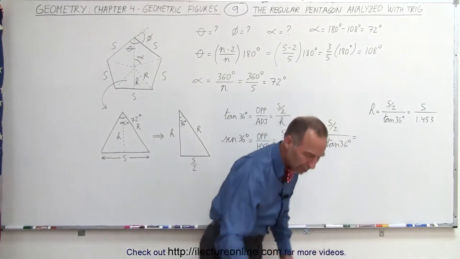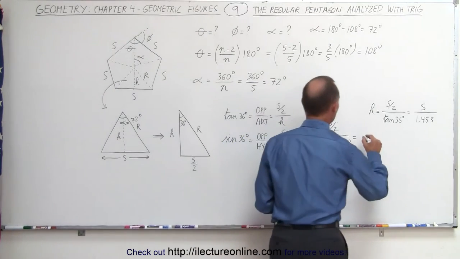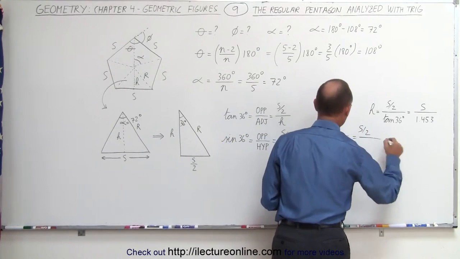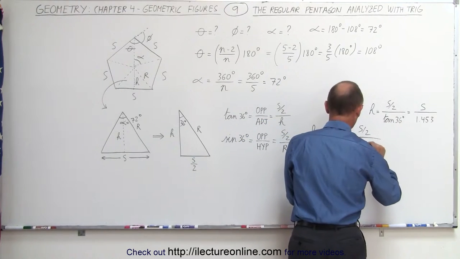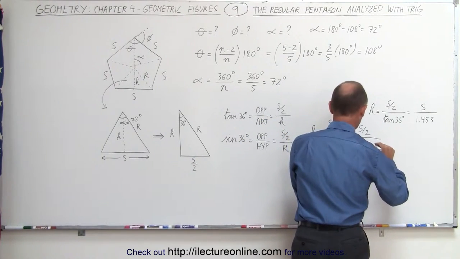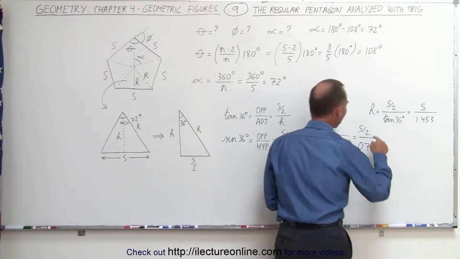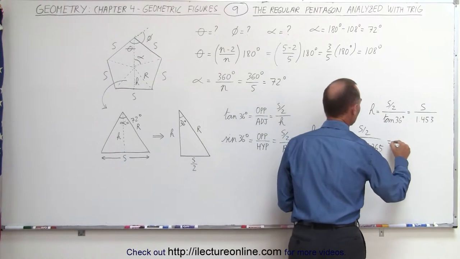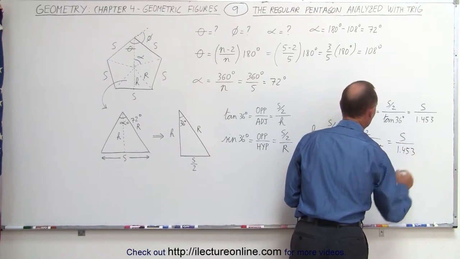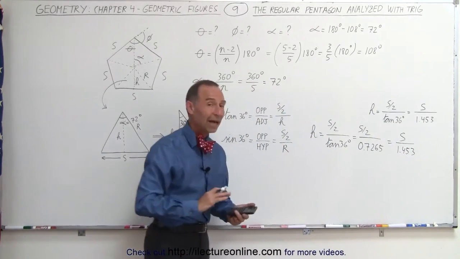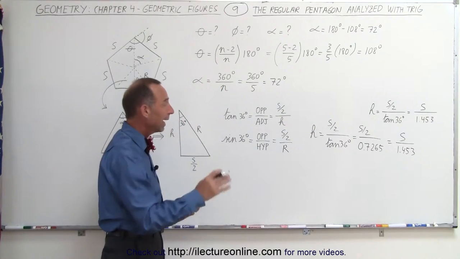0.7, well, let me do it here so you can see it. So this would be equal to S divided by 2 divided by the tangent of 36, which is equal to 0.7265. Then when you bring the 2 down here, this is equal to S divided by what we had before, 1.453. That's where that comes from. So now we have a relationship between H and S.